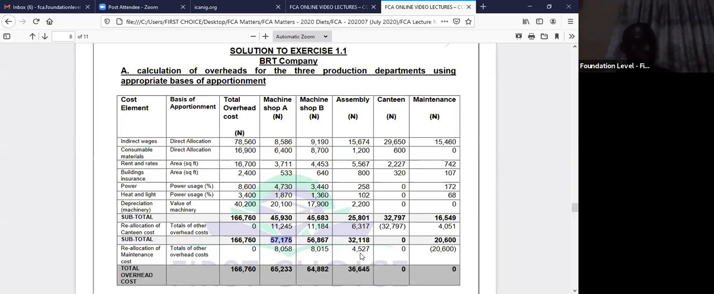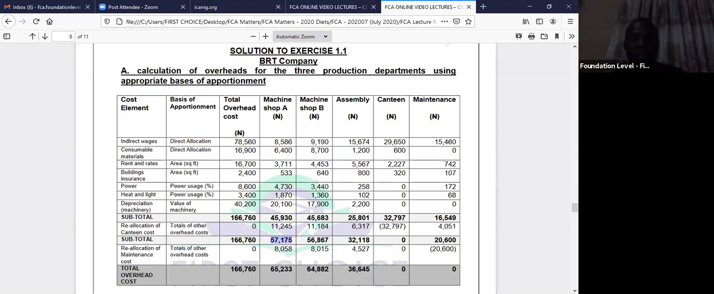How do you allocate that to machine A? You will say 57,175 divided by 164,160 multiplied by how much? 20,600. Okay, you are getting your 8,058. Okay, that's good. 8,058. You do the same thing for others and you add them up again.